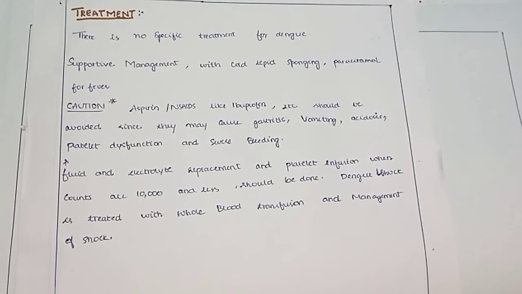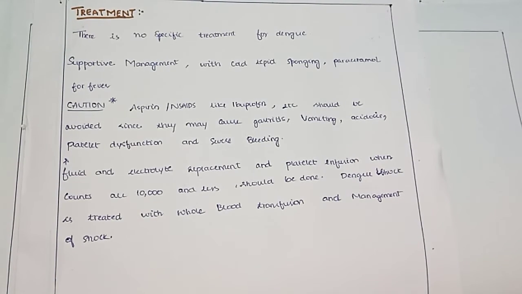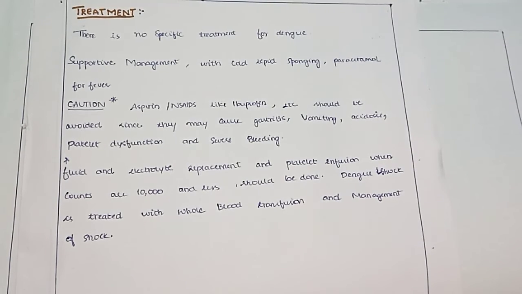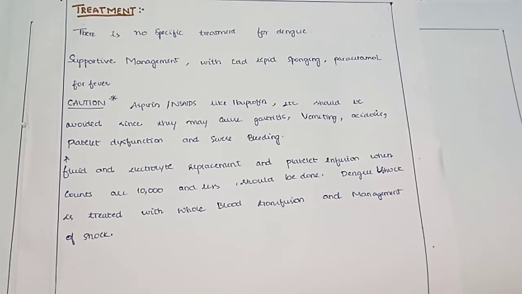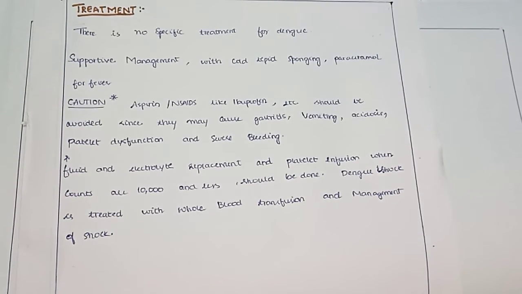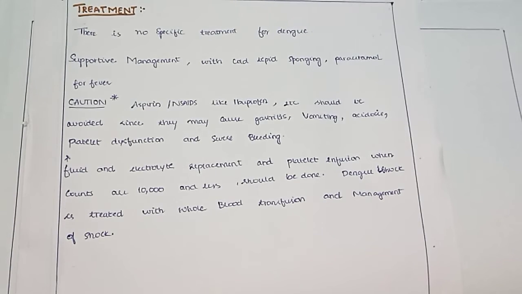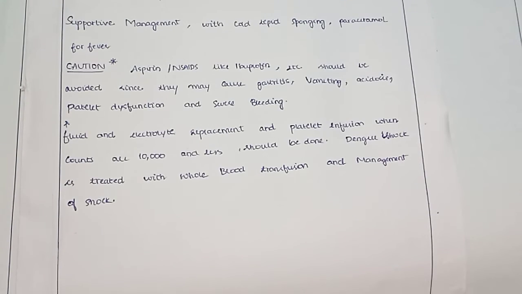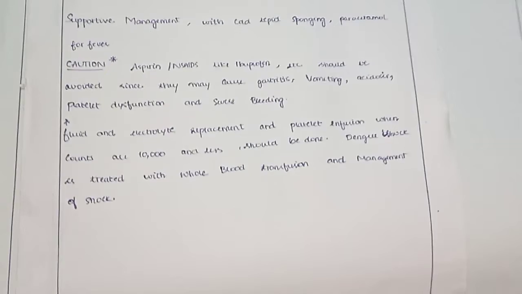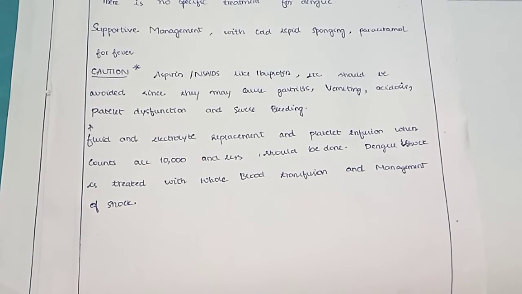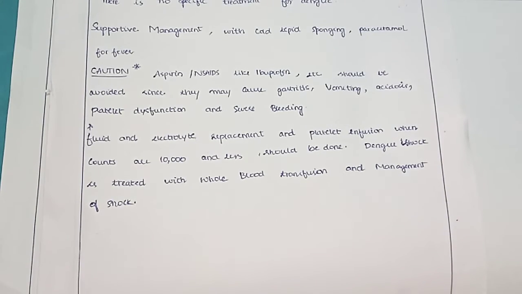Treatment for dengue virus. There is no specific treatment for dengue. Supportive management with cold tepid sponging, paracetamol for fever. Caution. Aspirin or NSAIDs like ibuprofen etc. should be avoided since they may cause gastritis, vomiting, acidosis, platelet dysfunction and severe bleeding. Fluid and electrolyte replacement and platelet infusion when counts are 10,000 and less should be done. Dengue shock syndrome is treated with whole blood transfusion and management of shock.